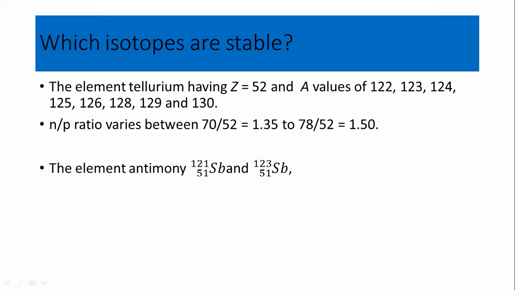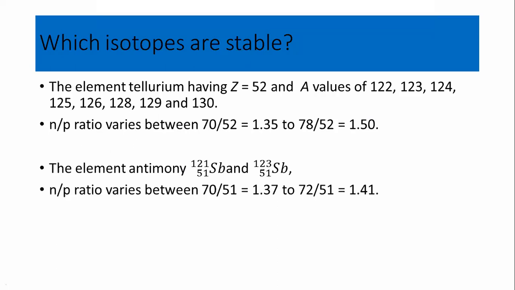In a similar case, there are two nuclides of antimony. I have just calculated this, but you can do it yourself. The neutron to proton ratio from this to this is 1.37 to 1.41. Which one is stable and which one is radioactive? So this is all about our lecture today.